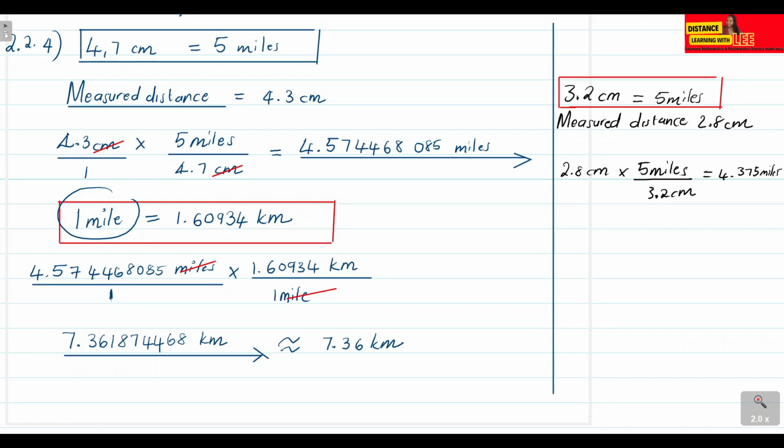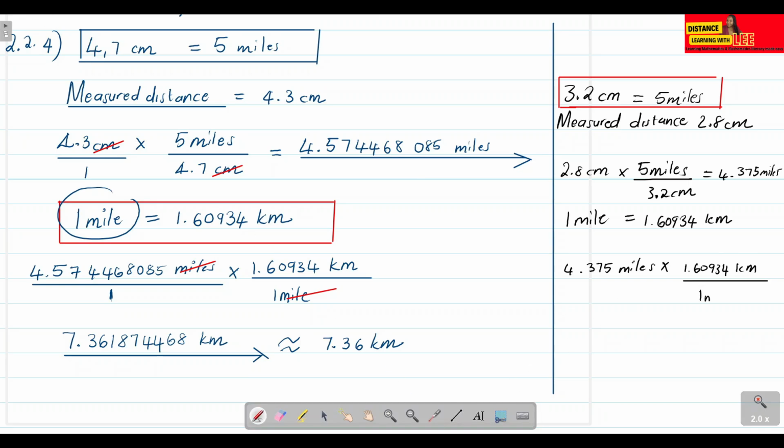Using the given conversion of 1 mile is equal to 1.60934 kilometers, you're going to just take the 4.375 miles, multiply by what you want, 1.60934 kilometers, and divide it by what you have, which is your units in miles, right? So you would get that your actual distance from St. Paul's to Longwood is 7.04 kilometers.